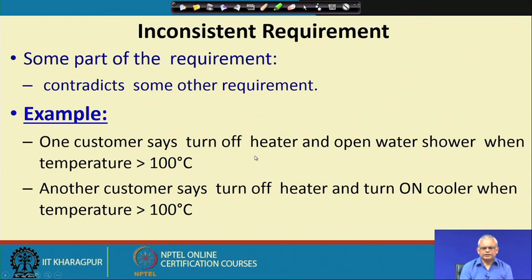As the name says, in the inconsistent requirement, some requirement contradicts some other requirement. For example, let us say one customer says that turn on the heater and open the water shower when the temperature of the chemical reactor exceeds 100 degree centigrade. But then another customer has given the requirement saying turn off the heater and turn on the cooler, not the water shower. So, for the same requirement, when the temperature exceeds 100 degree centigrade, the action to be taken is contradictory.